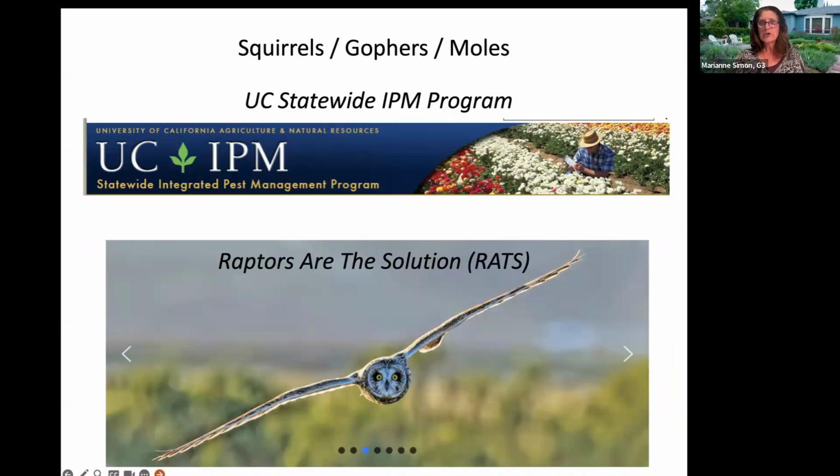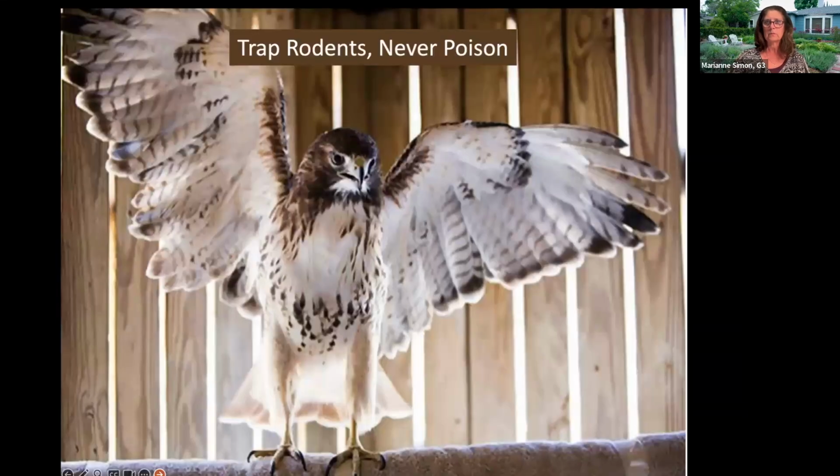When it comes to our larger pests, our squirrels, our gophers, our moles, raptors are the solution. So the idea that you bring in these predator birds, you can certainly go to UC, which has an integrated pest management website. It's a great site, giving you lists and lists of all potential pests, and then different ways that you can manage them.